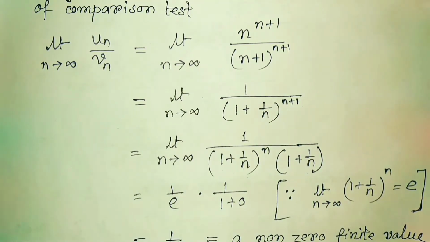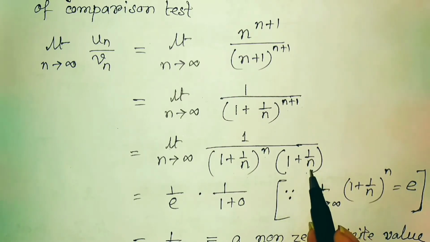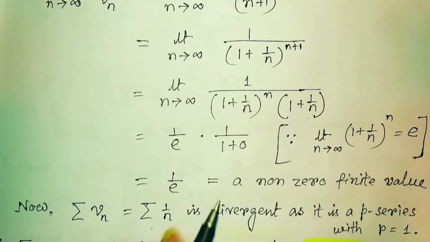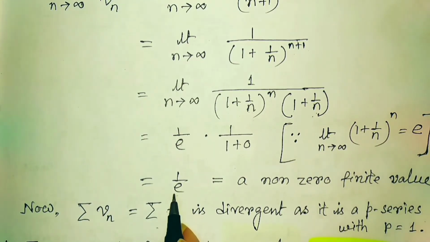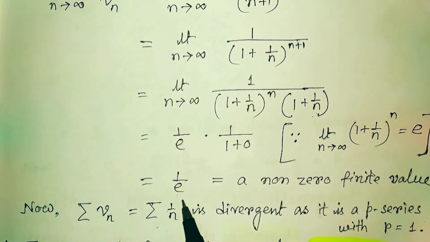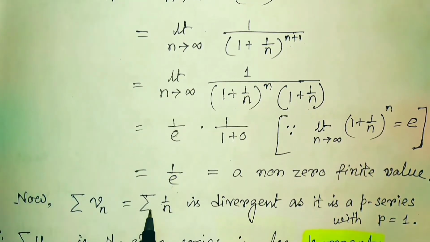That we also have done in some special sequence. And for this one, if we take n tends to infinity, it is 1 plus 1 upon infinity, which means it is 0. So finally we will get this one. So here we will have 1 upon e. The e value we know lies between 2 and 3. So 1 divided by e means it is a non-zero finite value.